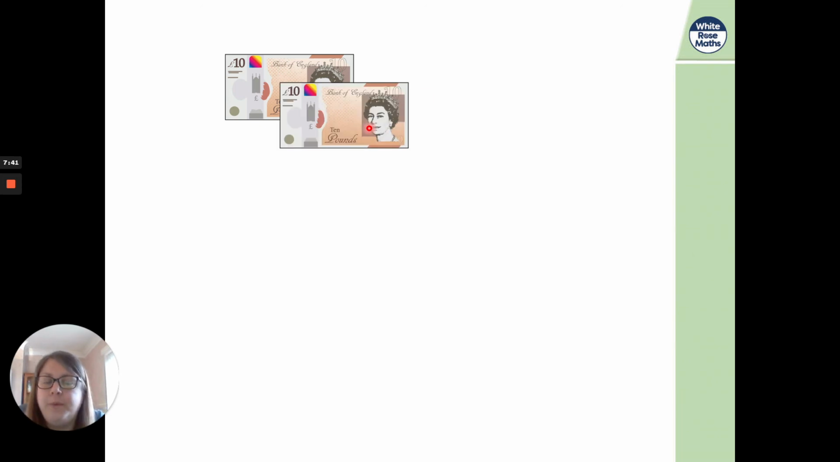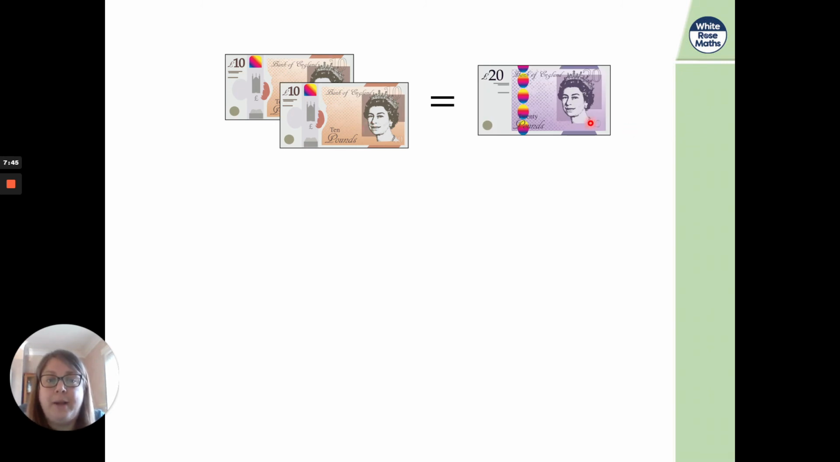And now I've got 2 tens, which is 20. So that equals a £20 note. So again, we don't have an 11, 12, 13, 14, 15, 16, 17, 18, £19 note. We only have a £10 note or a £20 note. So if something cost £11, I could use a £10 coin and what else? A pound coin as well. So a £10 note and a £1 coin as well.